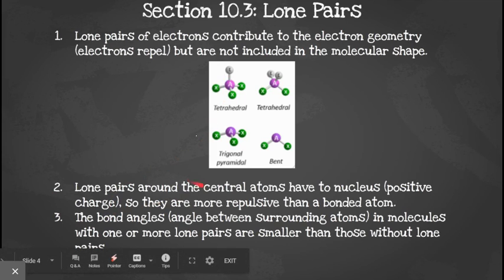The bond angles, the angles between the surrounding atoms, in molecules with one or more lone pairs, are smaller than those without lone pairs.